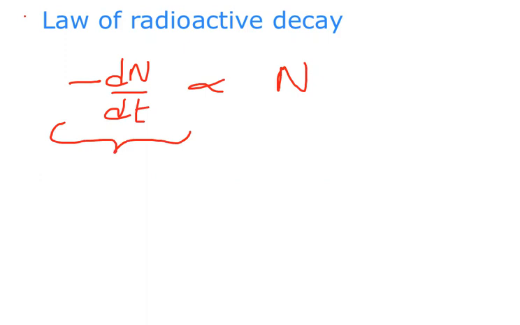Going to discuss the law of radioactive decay. Here we are going to discuss how the nuclei decay in a unit time. For that purpose, there is a relation like this: minus dN by dt is directly proportional to capital N. What is this minus dN by dt? This minus dN by dt is called the rate of decay of nuclei.